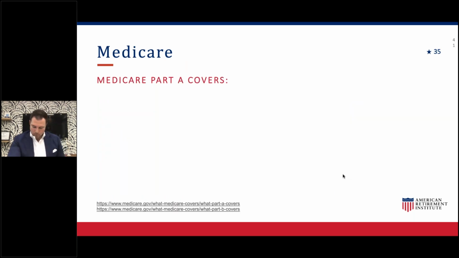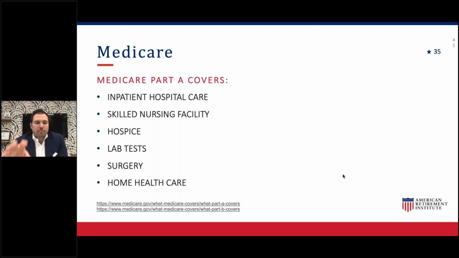Medicare Part A, we're on page 35, is the base part of the plan. So when you sign up for Medicare, you're first eligible at 65. This is the base part of the plan. It is what is given to you for being an American citizen and for being 65 years or older. Inpatient hospital care, skilled nursing facility care, surgery, all the major stuff.